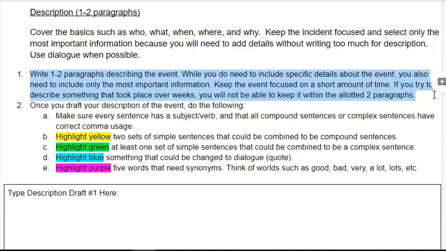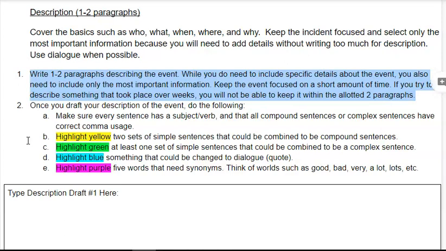Once you draft the description of the event, so you're going to type all that one or two paragraphs out, then you're going to go back and use yellow, green, blue, and purple. On the yellow, you're going to do two sets of simple sentences that could be combined into compound sentences. So you have to know what simple and compound sentences are.